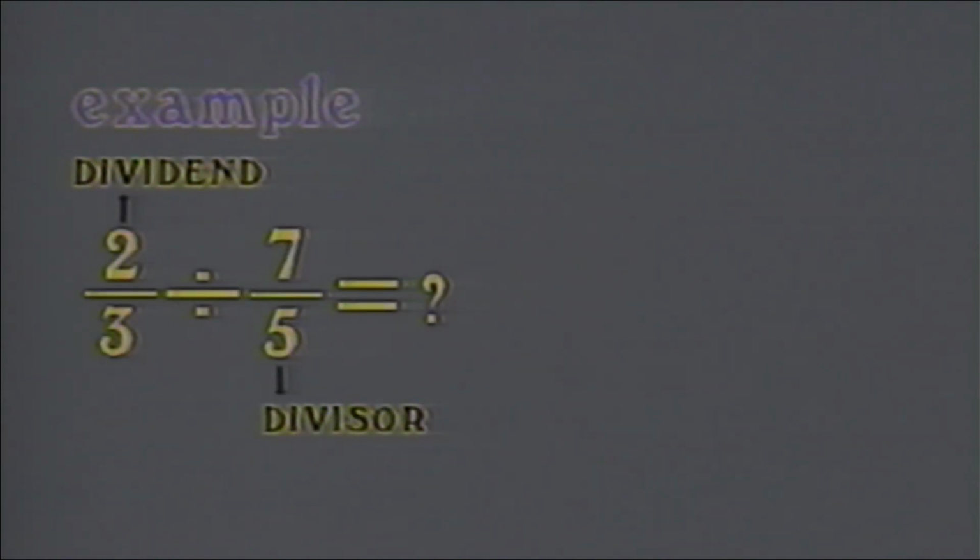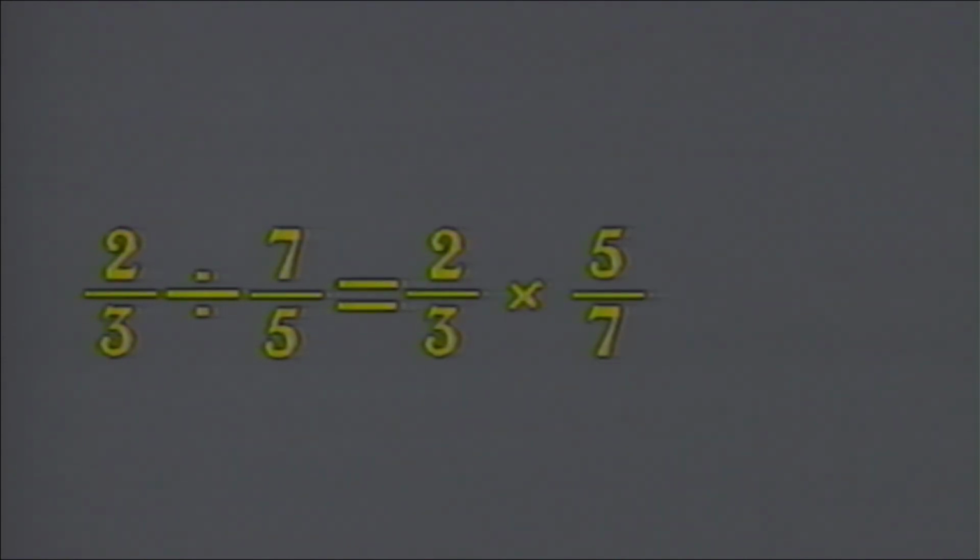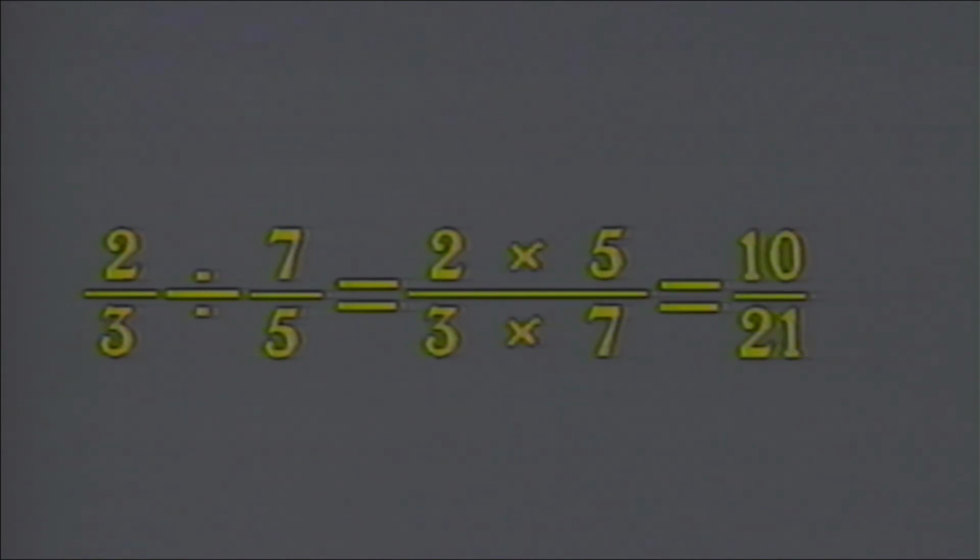Here's an example. What is 2/3 divided by 7/5? 2/3 is the dividend, and 7/5 is the divisor. So, you simply multiply 2/3 by the reciprocal of 7/5, which is 5/7. That's 2 times 5 over 3 times 7, which is 10/21.